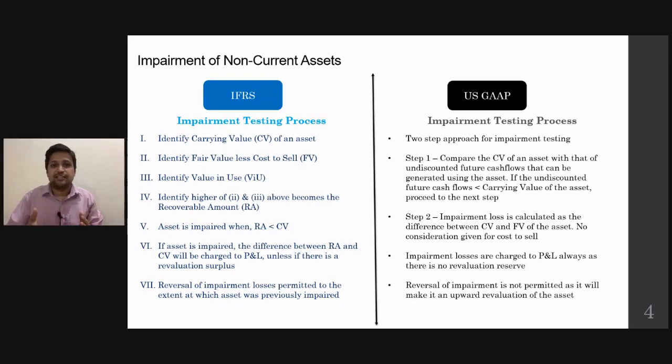Before we proceed to the next slide, we need to look at reversal of impairment losses. If circumstances have changed and the asset values have increased, IFRS permits companies to reverse impairment losses to the extent the losses were previously recognized. But remember, US GAAP strictly prohibits reversal of impairment losses, because if the reversal of impairment losses were permitted, it would become upward revaluation of non-current assets, which is not permitted in US GAAP.